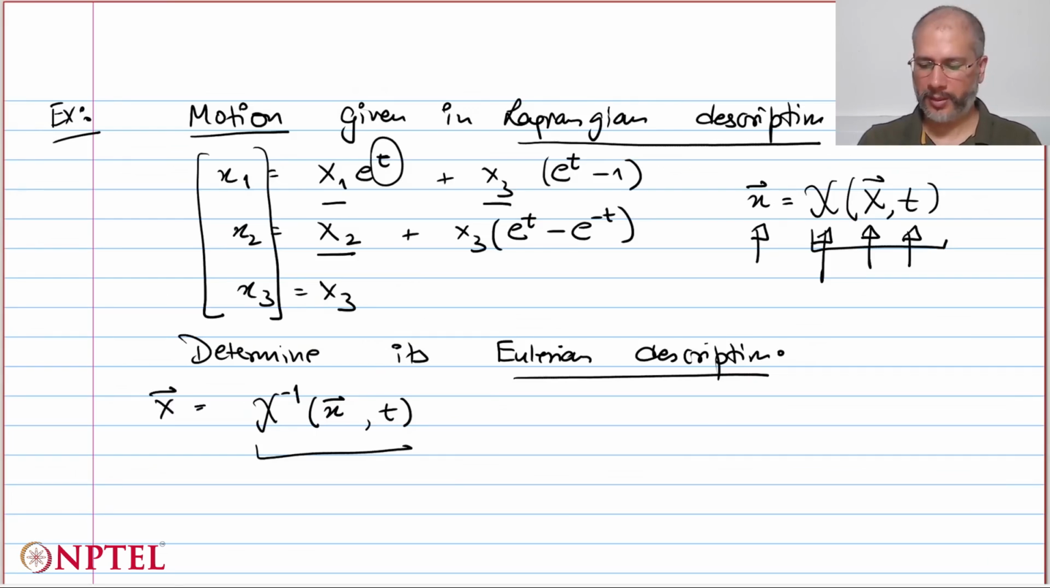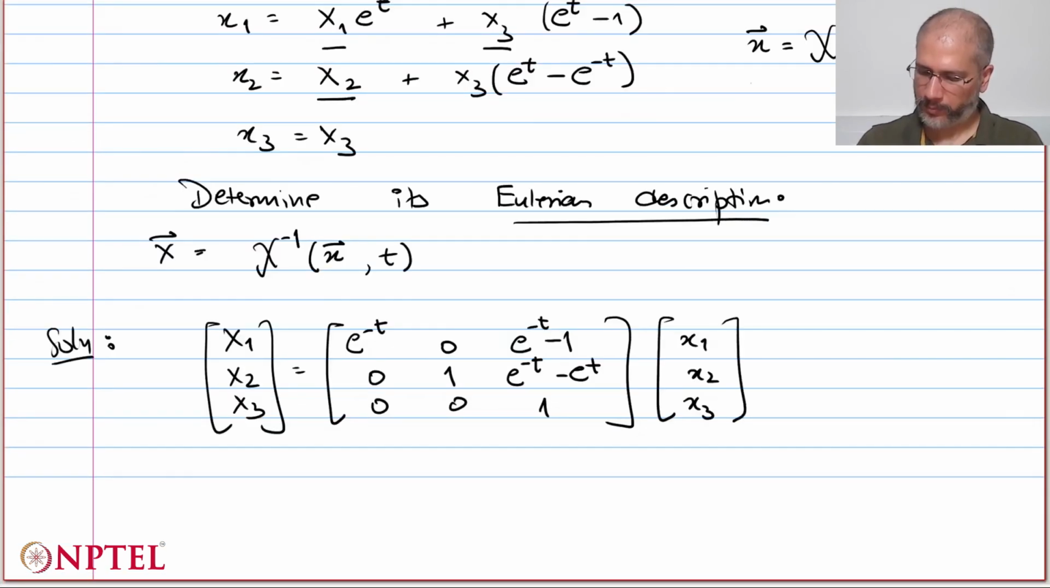So I'll not do it. I will let you do it yourself, because we did it just now in a previous problem to find chi inverse given the transformation or the Lagrangian description chi. And when you do that, this is the answer you should get. So please do it yourself and check the answer.